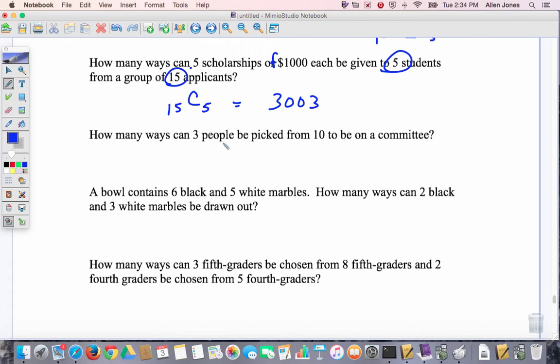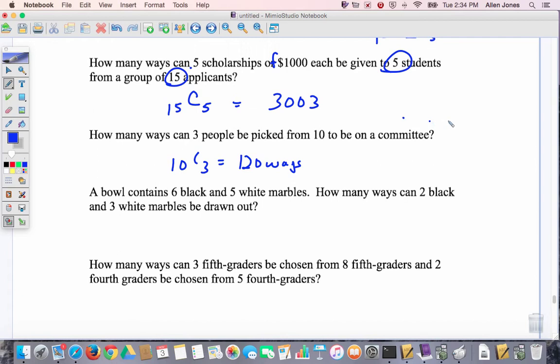Let's keep going here. How many ways can 3 people be picked from 10 to be on a committee? 3 people on a committee, doesn't matter what order we put them on a committee, they're just on the committee. So it's a combination of 10C3, and that would be 120 ways.